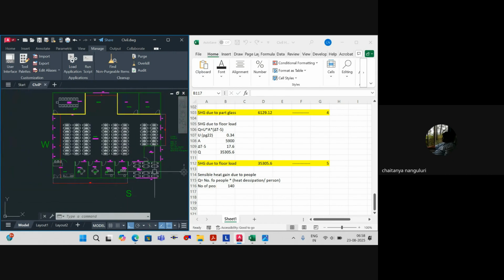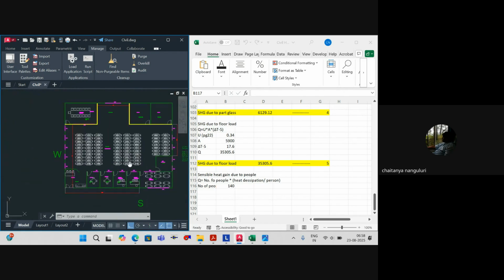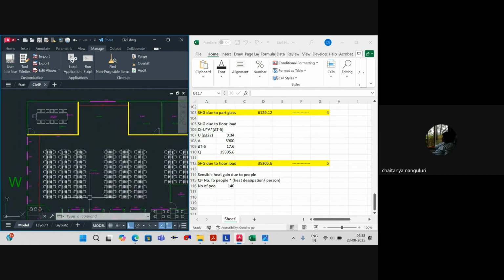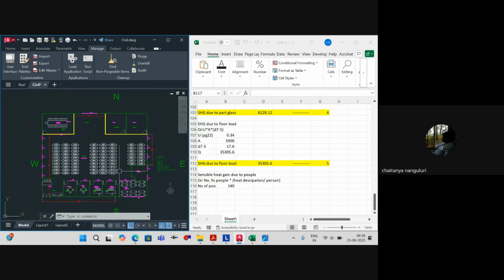Okay, because the pantry is not our area, so we need not really worry. So plus 2 people have to add. That's all. You agree or not? So I have to add plus 2 people. Yes, plus 2 people we will take. So the number of people is 142 people.